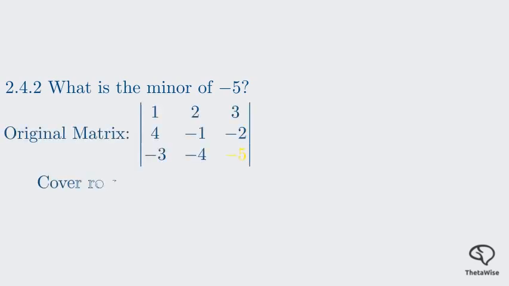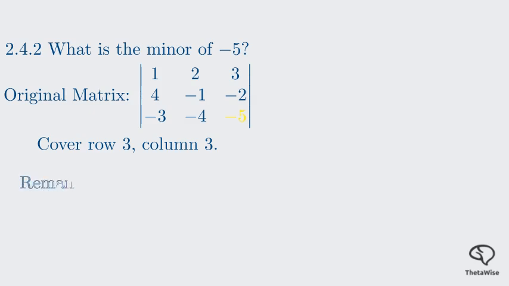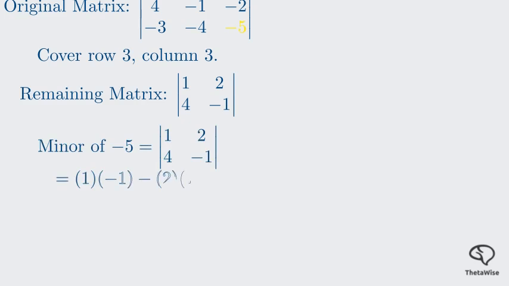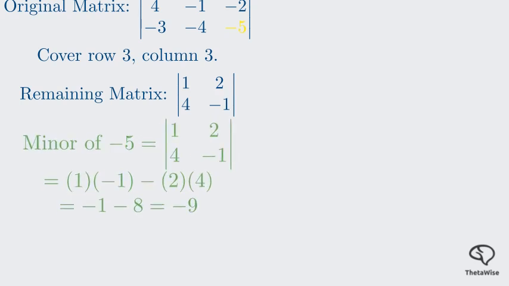To find the minor of negative 5, we cross out the third row and the third column. The remaining elements form the matrix 1, 2, 4, negative 1. The minor of negative 5 is the determinant of this 2 by 2 matrix. Using our 2 by 2 determinant formula, we calculate 1 times negative 1, which is negative 1, and subtract 2 times 4, which is 8. So the determinant is negative 1 minus 8, which equals negative 9. The minor of negative 5 is negative 9. Let's check the memo. It also says negative 9, so on this one we match the memo. Excellent. Let's tackle the last part of this question.